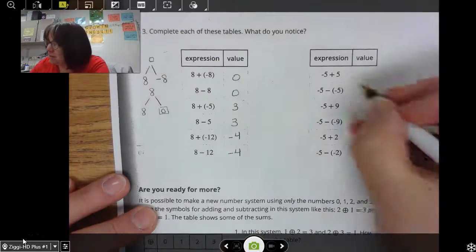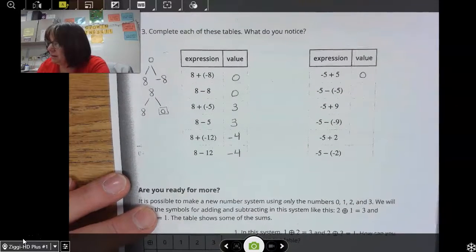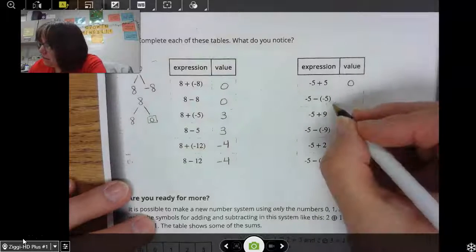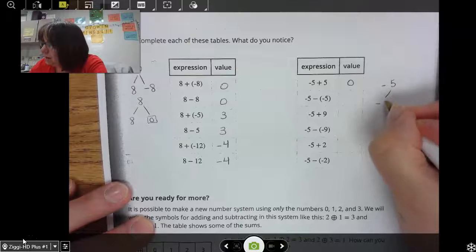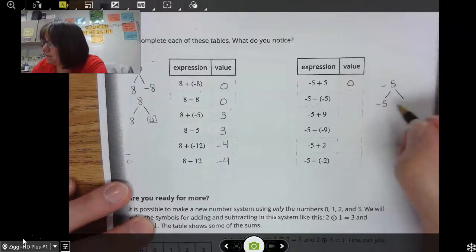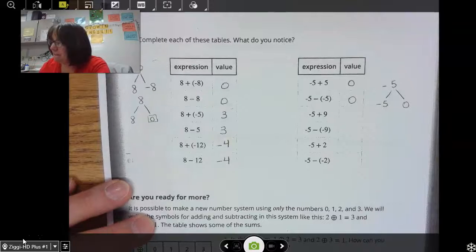Okay, negative 5 plus 5. Opposites are always 0. Negative 5 minus a negative 5. You may have needed to do your number bond here. Negative 5 is your whole. You're subtracting negative 5. Negative 5 plus what? Negative 5 plus 0 would give you negative 5.